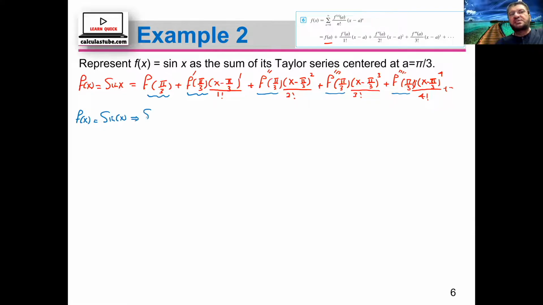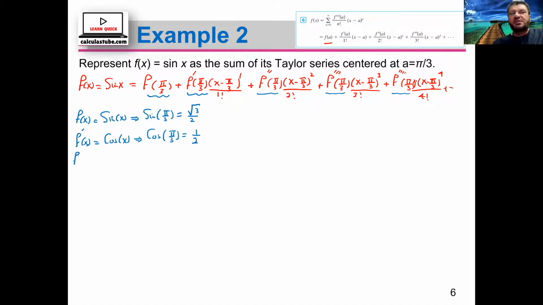This implies that sine pi over 3 is equal to square root of 3 over 2, because pi over 3 is 60. Pi is 180, divided by 3 is 60, and sine 60 is square root of 3 over 2. Now we go to f prime of x. The derivative of this is cosine x. Now what do we do? We find cosine pi over 3. What's cosine of pi over 3? It's equal to half.